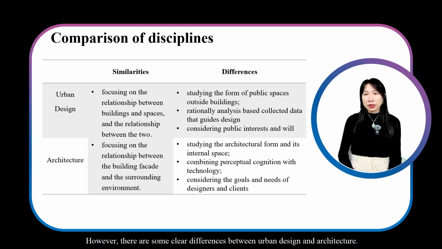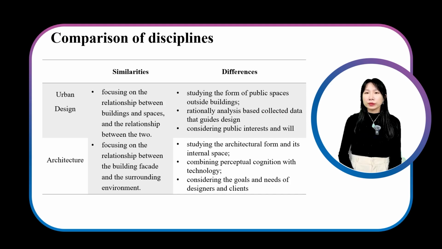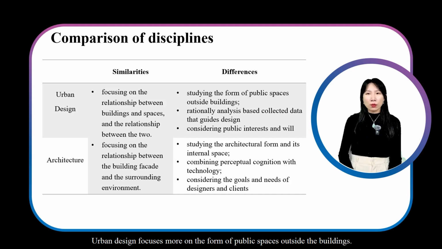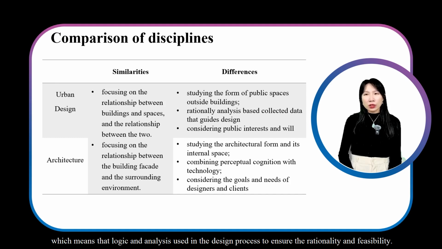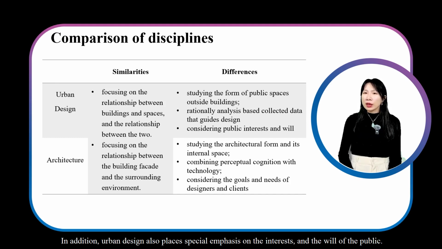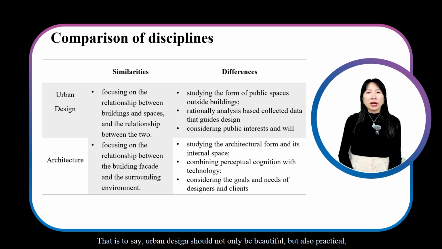However, there are some clear differences between urban design and architecture. Urban design focuses more on the form of public spaces outside the buildings. It guides the design through a rationalized, comprehensive urban design system analysis, which means that logic and analysis are used in the design process to ensure the rationality and feasibility. In addition, urban design also places special emphasis on the interests and the will of the public. That is to say, urban design should not only be beautiful but also practical and should be able to meet the needs of the general public and improve their quality of life.